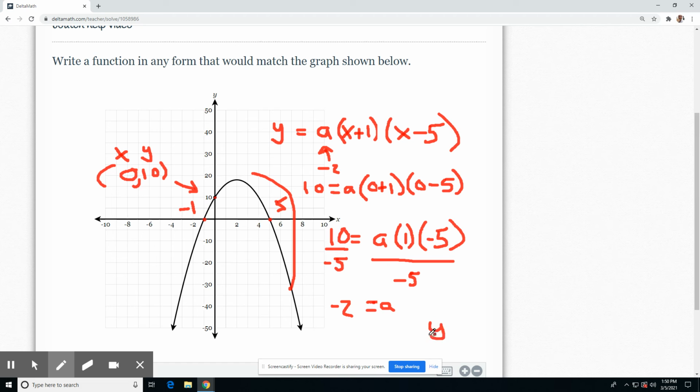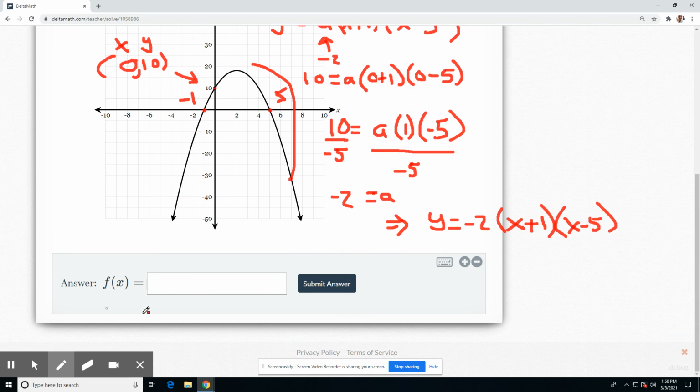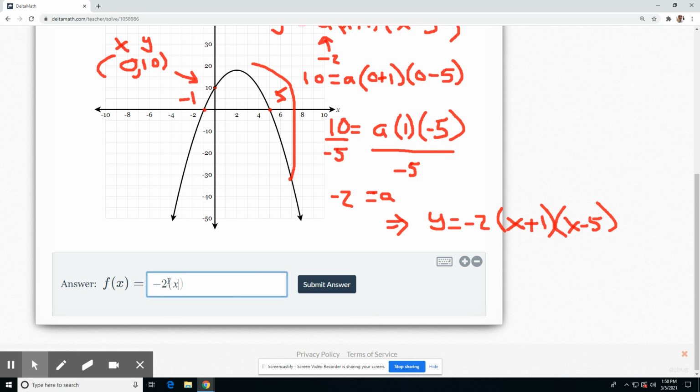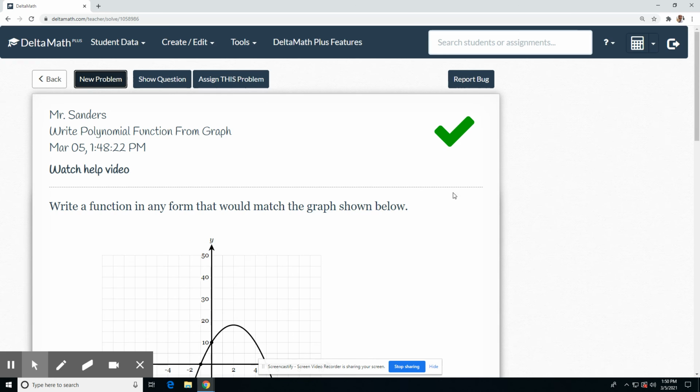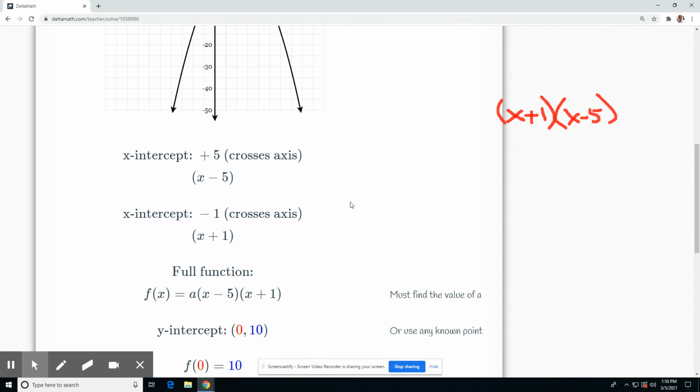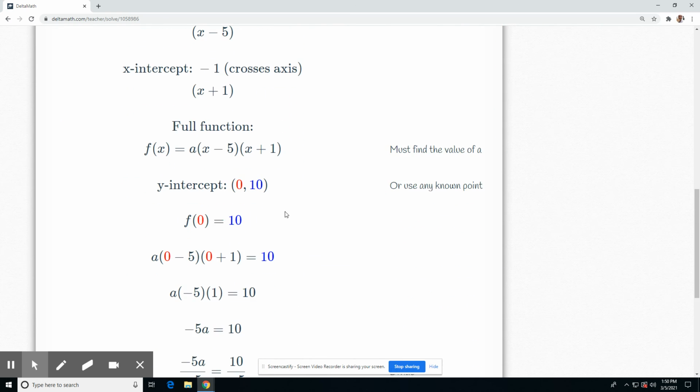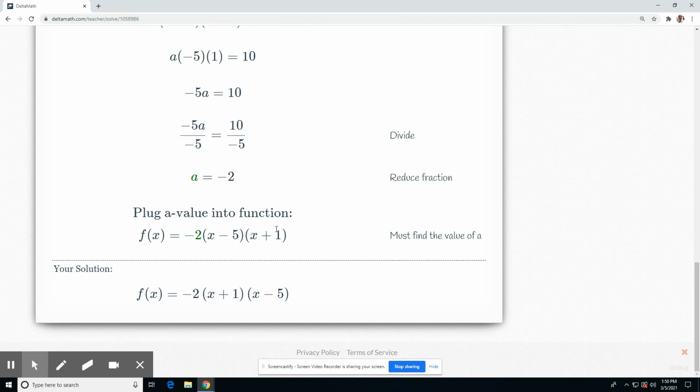Final answer, y equals -2, x plus 1, x minus 5. -2. Let's see. X plus 1, x minus 5. Yep. Just crosses it. And there we go. Everything's done exactly the same way.